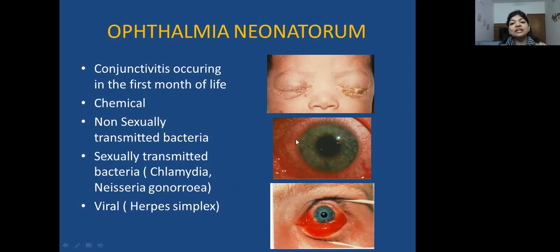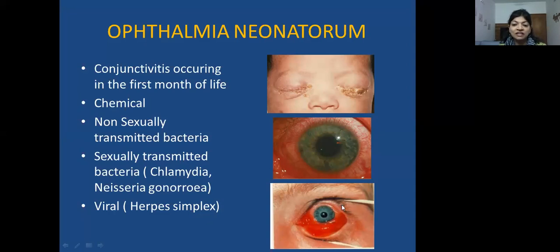While if it's chlamydia, you have to put the baby on erythromycin for 14 days, or now there's a shorter course where you can use azithromycin for 3 days. And then viral, the commonest would be herpes simplex. So you would see, I don't have a picture of that.